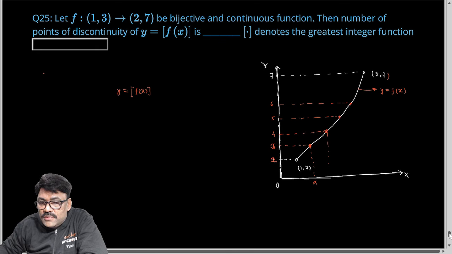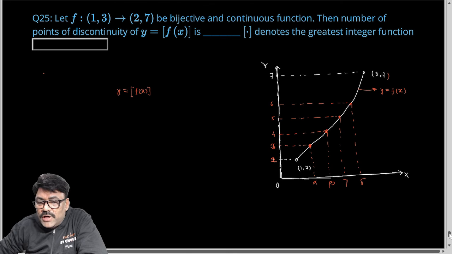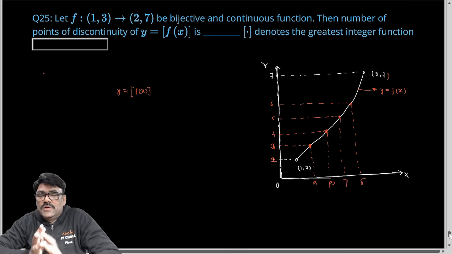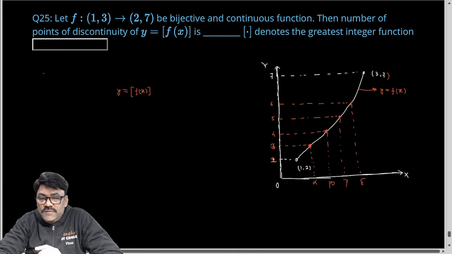Similarly, at this point, let's say beta, left limit will be 3, right limit will be 4. At this point, let's say gamma, left limit will be 4, right limit will be 5. Similarly, at this point, let's say delta, left limit is 5, right limit is 6. So at all these 4 points, alpha, beta, gamma, delta, your function will be discontinuous. So your function is discontinuous at 4 points only.